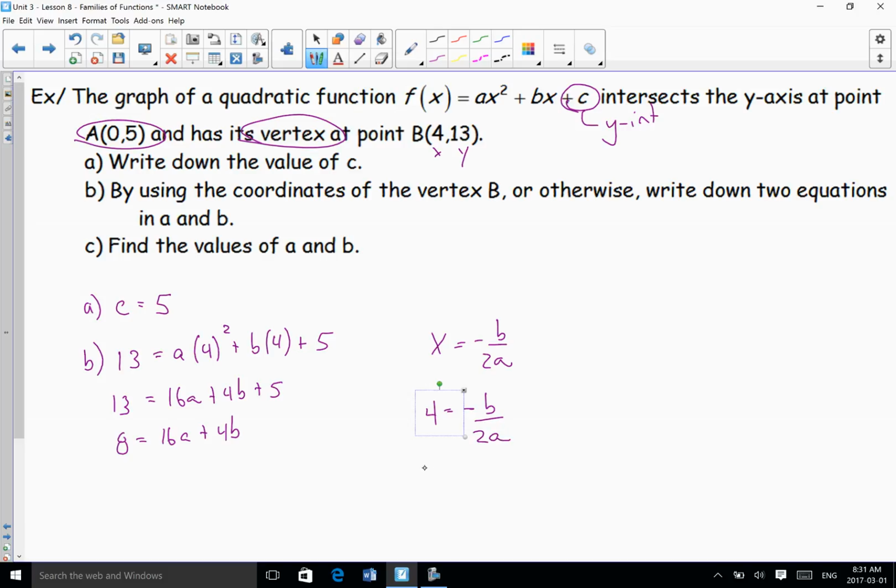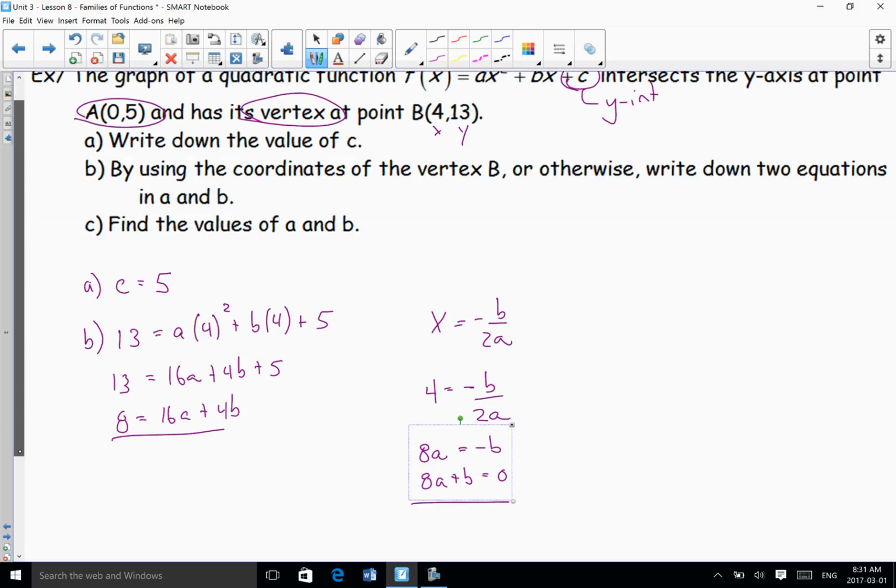If we cross multiply just to make things a little bit easier, we'll get 8a equals negative b, or if you want to, 8a plus b equals 0. Now we got ourselves two equations that have a and b in them. Okay, part C, find the actual values of these things.